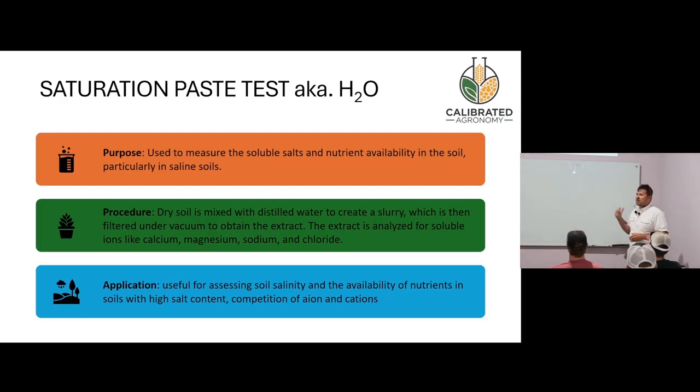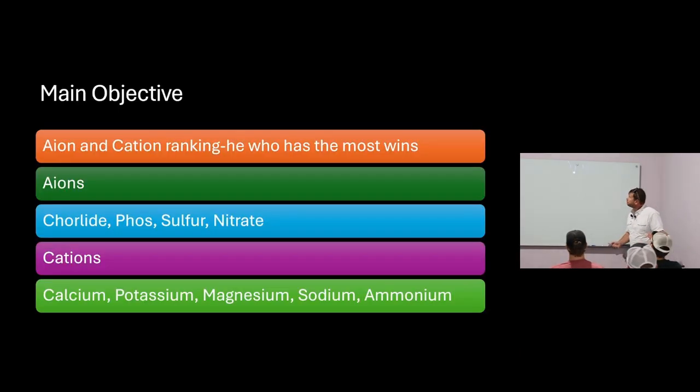So when you think about what we're after here, it's back to he who has the most wins. We want to rank our nutrients, and it really tells the story of competition within our soil system. The main objective for me for the rapid soil testing is the ranking, he who has the most wins. We will divide our positively charged nutrients and our negatively charged nutrients. So the anions, chloride, phos, sulfur, nitrate, we want to look at those and rank them out. And same with the cations.